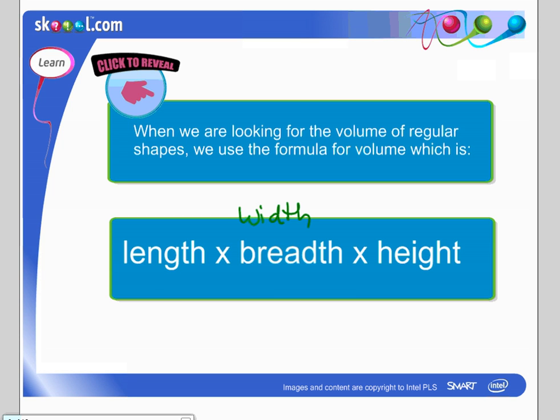The other thing to notice is that length times width is also the formula for area. So we represent that by doing a capital B times H. And that capital B means the area of the base.